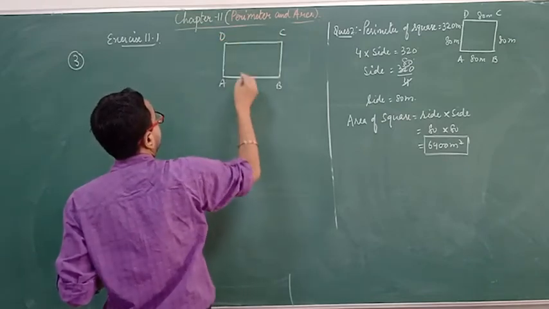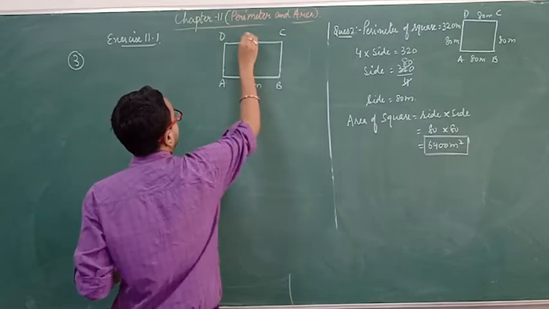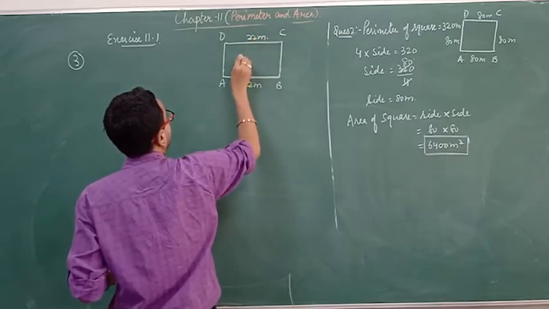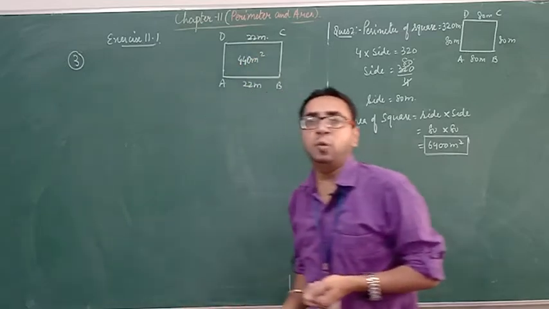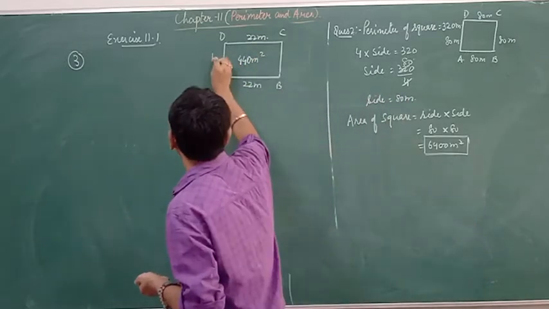It is given that length is 22 meter. It means this is also 22 meter, and area is 440 meter square. What is left? What we have to find? Of course, breadth. Let the breadth be x.